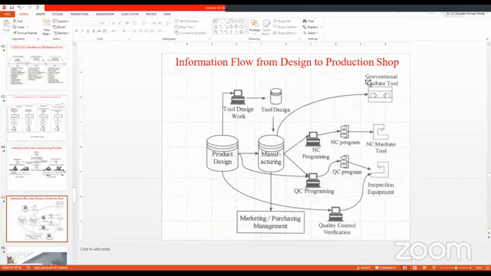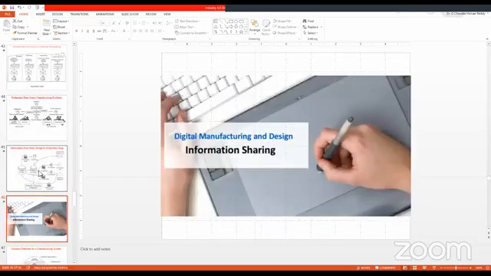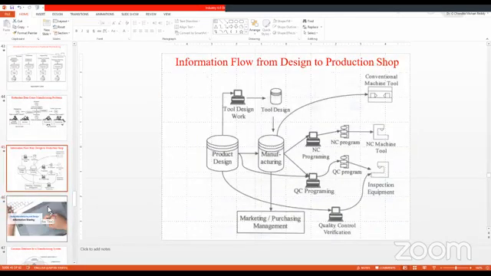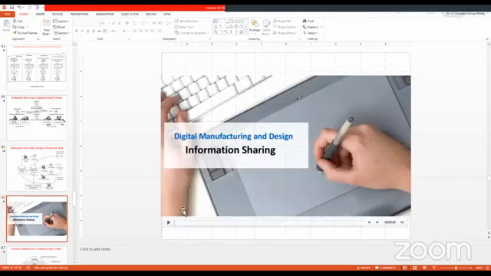Information flows from design to the production shop. Ultimately it is the product design from which the tool design work comes, and tool design goes to manufacturing. And of course, you again get the feedback, and once again it is incorporated. This flows like this. Of course, this is a known thing, but the sharing of the information is very well explained in this particular video. You can see this. Information sharing is very key.